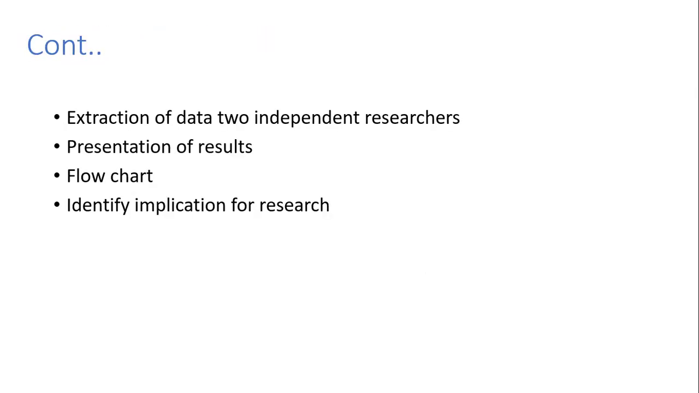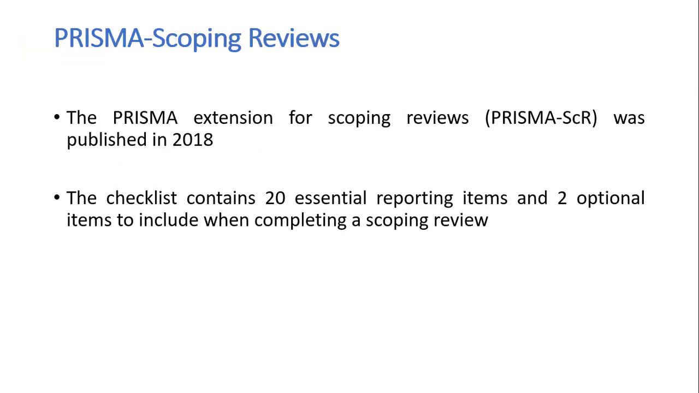Now, a question which might arise in your mind is whether there are any reporting guidelines, any standard format which we have to follow for this scoping review. Every one of you might know about PRISMA, the Preferred Reporting Items for Systematic Reviews and Meta-Analyses. PRISMA has provided an extension for the scoping review, which we call PRISMA-ScR, and it was published in 2018. If you go through it, you will find a checklist which contains 20 essential reporting items. So PRISMA is a reporting guideline.